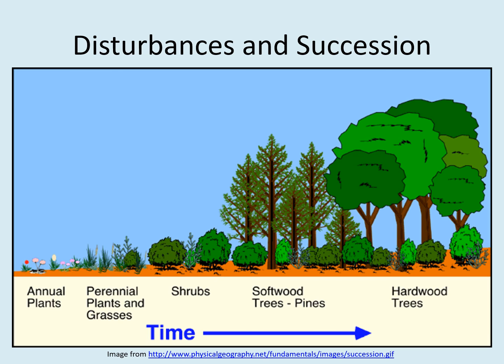So this diagram shows how secondary succession occurs in a forest biome. And so as we discussed, you start with the annual plants growing in the soil, and then perennial plants and grasses come in, then shrubs, then the softer pine trees come in, and then finally hardwood trees come in.